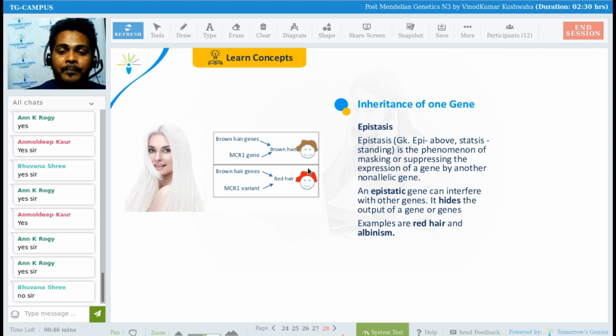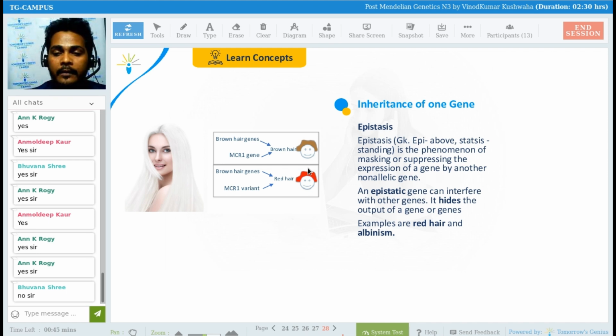Yes, so you can see here, the gene which suppresses the expression of a non-allelic gene is called an epistatic gene. And the gene or the locus which is suppressed by the presence of a non-allelic gene is termed a hypostatic gene. So there is an epistatic gene, a hypostatic gene, and hypostasis. Now what are these three terms?